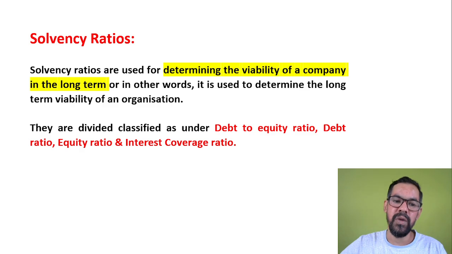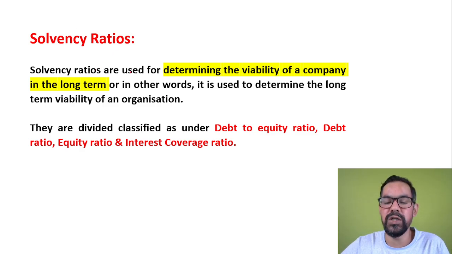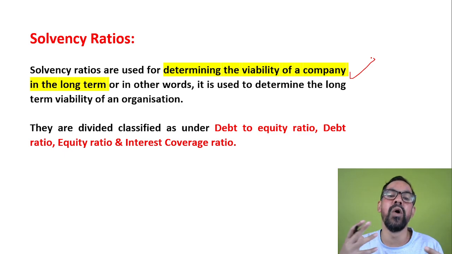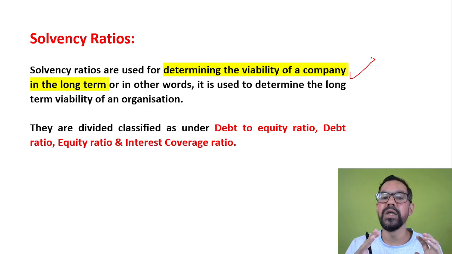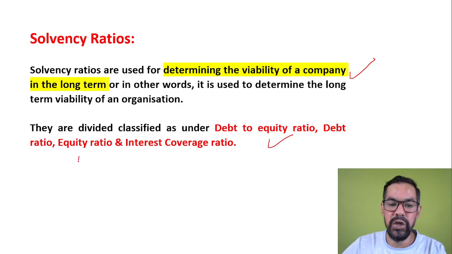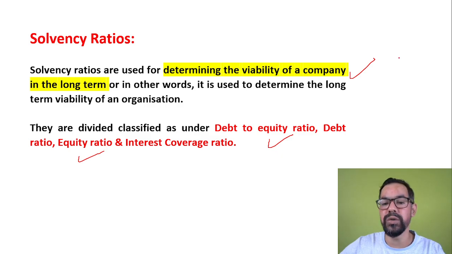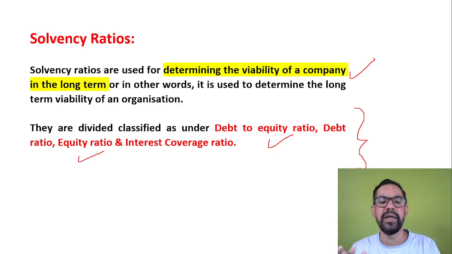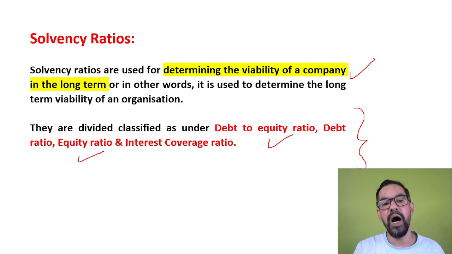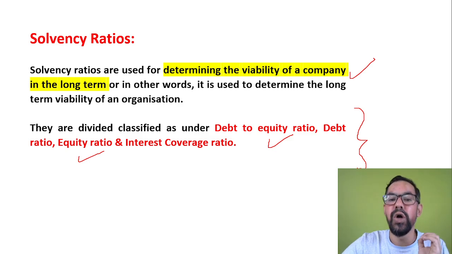Next one, the solvency ratio. The solvency ratio is used to determine the viability of a company in the long term, that is, how that particular company is dealing with its long-term debt. We have the debt to equity ratio, equity ratio, and interest coverage ratio. Solvency basically determines the long-term viability of any organization or firm, and how they are treating their long-term debt is part of the solvency ratio.